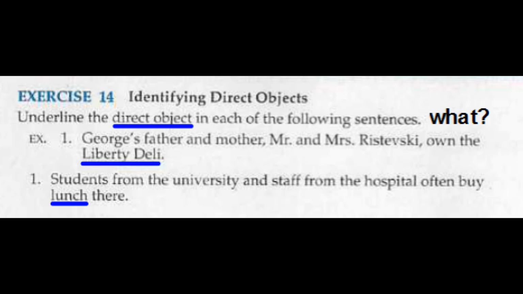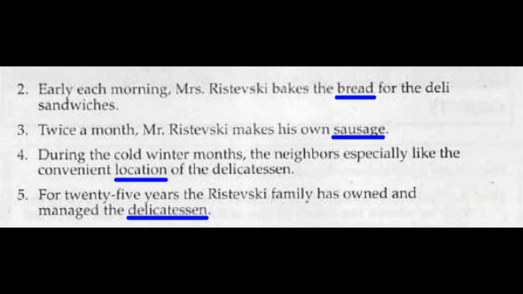I need you to do number 1 through 5, and as you pause the video, go ahead and do number 1 through 5, and then when you finish, turn the video back on and you can check your answers. Okay, now just check your answers, number 2 through 5, and make sure that you underlined the direct object, and then I'd like for you to do the next exercise.